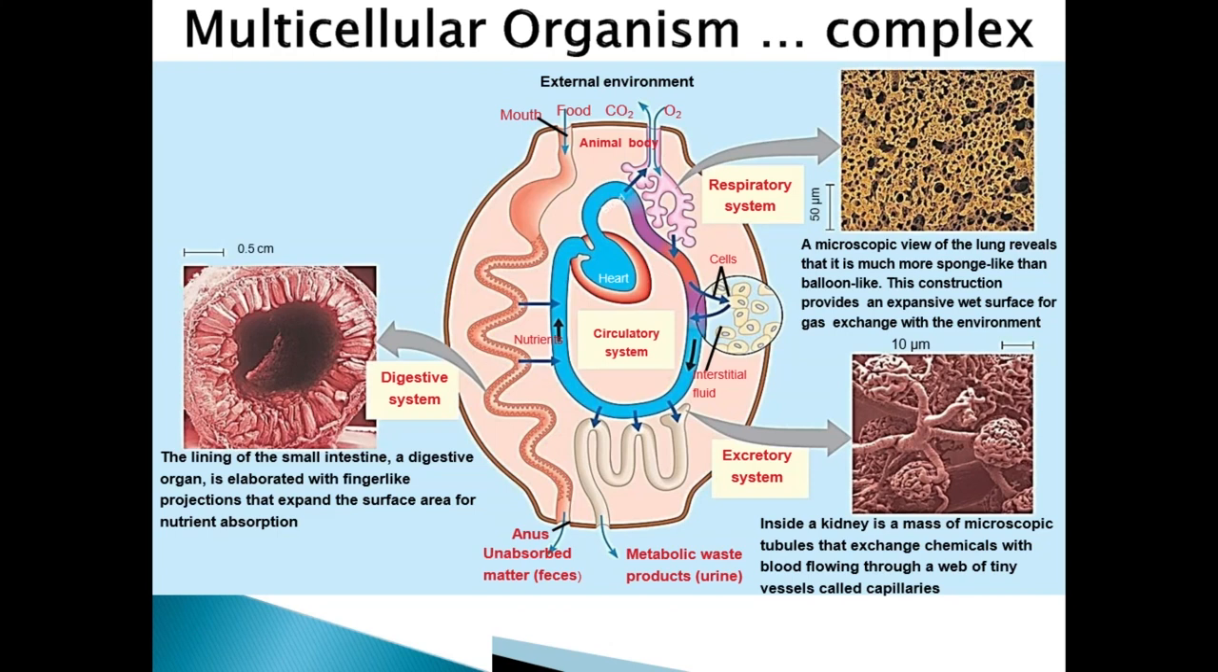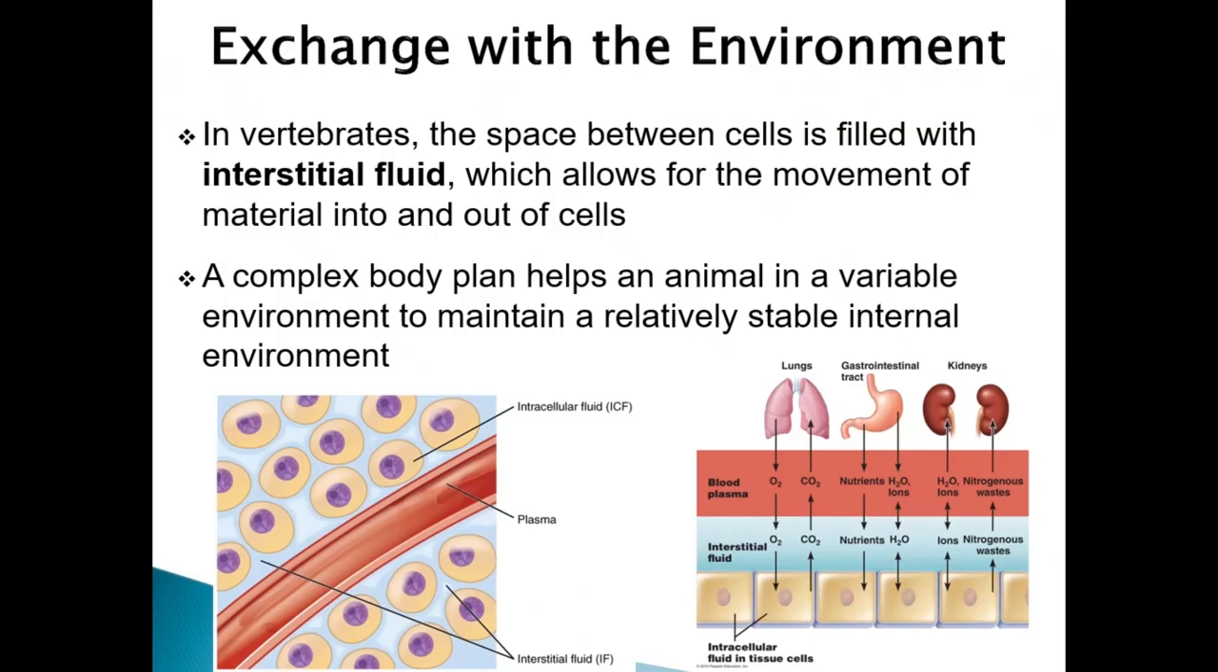And we can go on and on with all our systems, but I want you to remember these basic principles that we're learning now as you learn more about these systems throughout the module. In vertebrates, the space between the cells is filled with interstitial fluid, and this means that there is movement of material between cells in this fluid. And a complex body plan will help an animal in a variable environment to maintain a relatively stable internal environment. And again, we'll learn more about the importance of these stable internal environments as we move through this module.